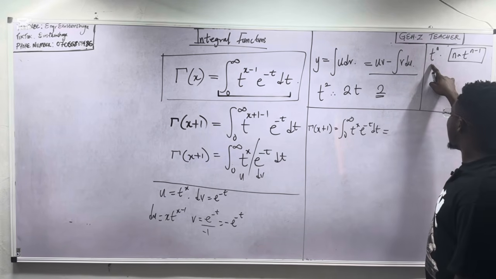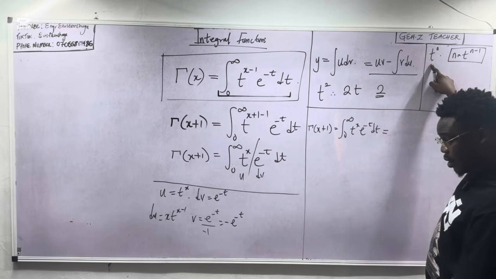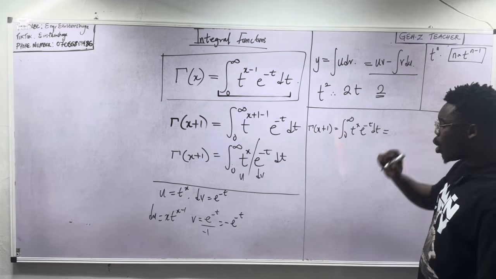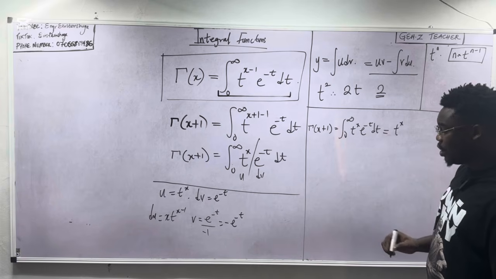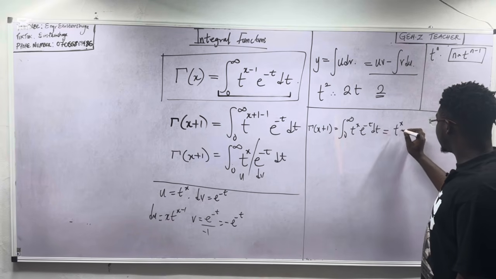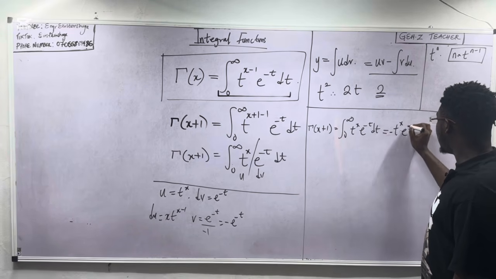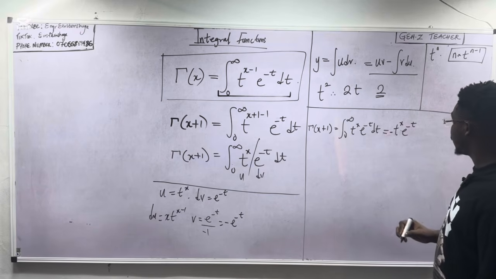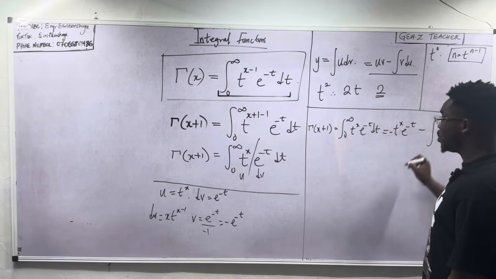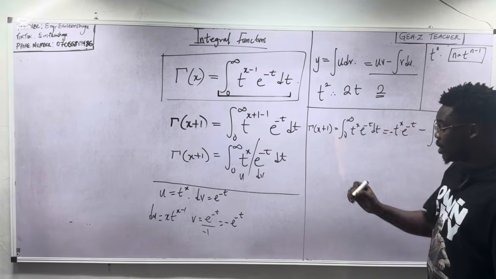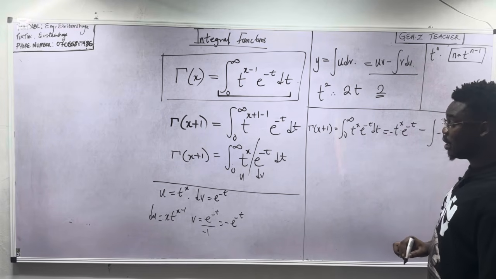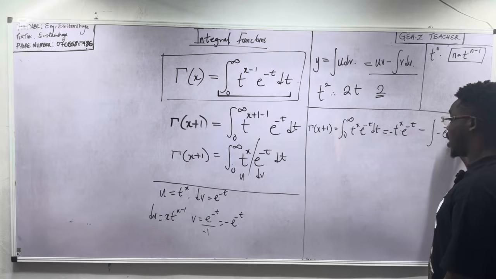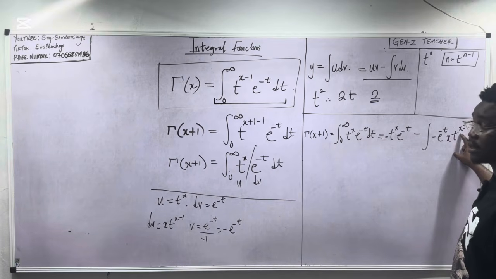Remember, from our function over there, we have uv. Now what's our u? t raised to power x. What's our v? Minus, put the minus sign outside here, e to the negative t. Then minus the integral again of v. What's our v again? Our v is negative e to the power of negative t, and then du. And du is x t to the power of x minus 1.